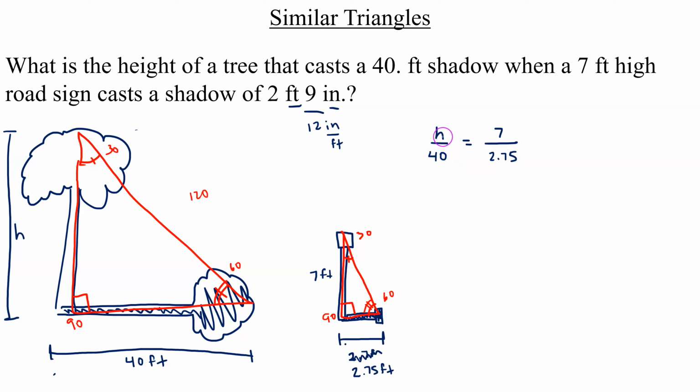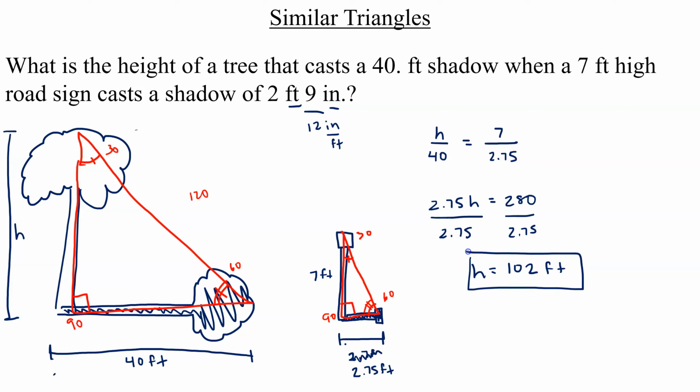All right, we're going to cross multiply. So we have 2.75h. And then we have 40 times 7, which is 280. And then finally, we're going to divide both sides by 2.75. And we end up with h, the height of our tree, being equal to, I'm just going to round to the nearest whole number, 102 feet.